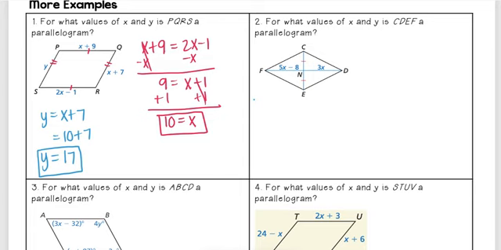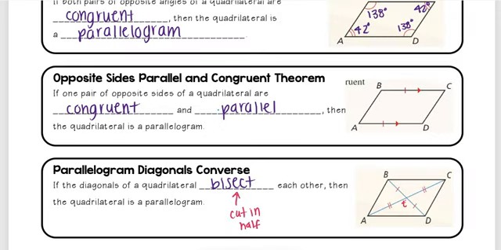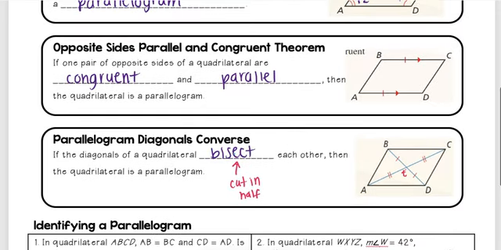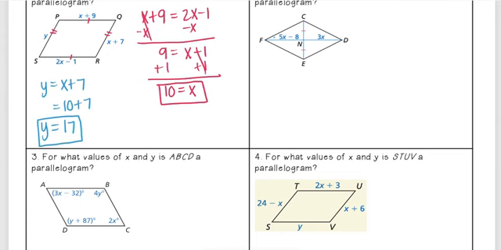Okay, let's look at the next one. So this one says, for what values of x and y is CDEF a parallelogram? So here I have the diagonals of this quadrilateral. And I know from my converse that it's going to be a parallelogram if they bisect each other, so if they cut in half.